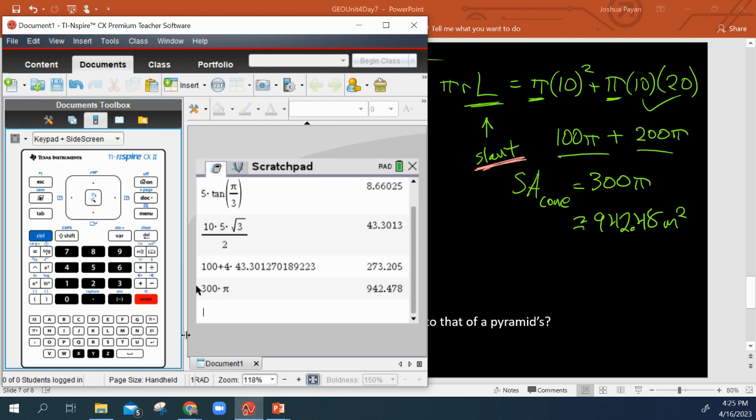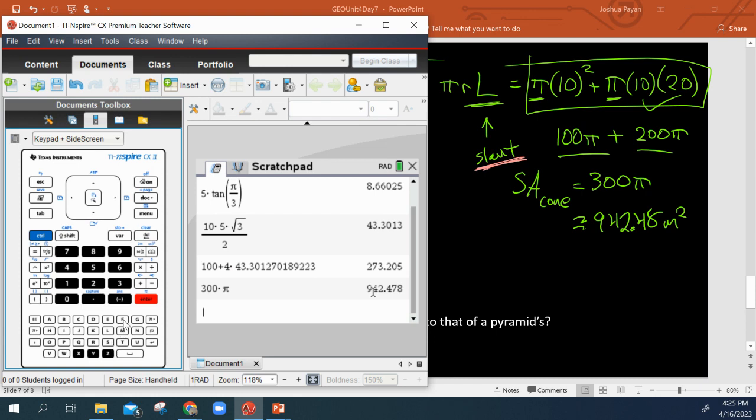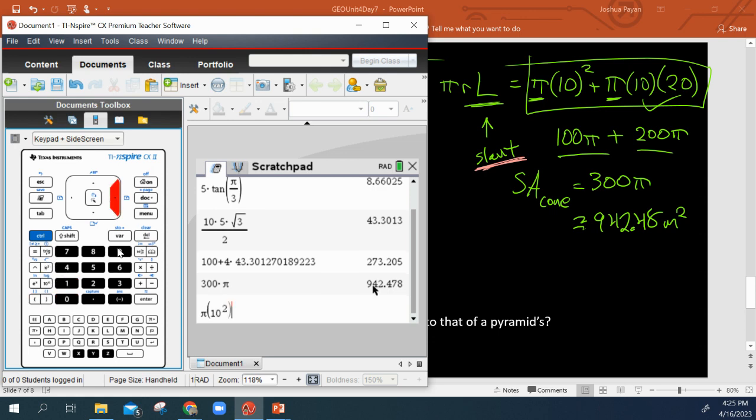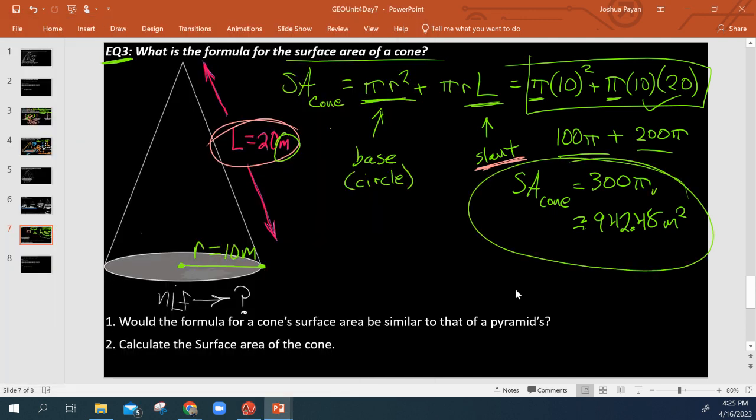And like I said, if you don't want to be fancy, you can enter this all into the calculator just as is like that. No big deal. So let's try it that way just to prove a point. So pi r squared, and that plus pi r L, so that's our slant length, which is 20. And we see that we get the exact same thing, 942.48 meters squared.